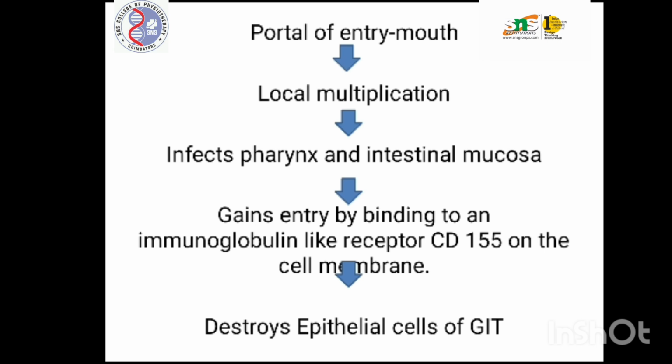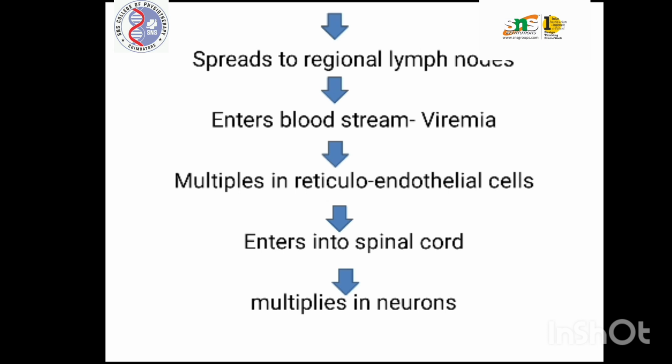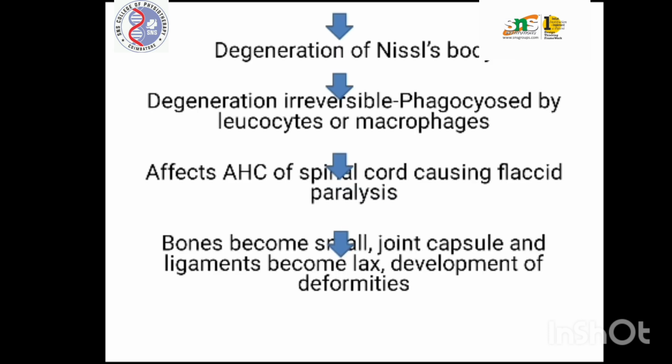gaining entry by binding to immunoglobulin-like receptors, CD155, on the cell membrane, then disturbing the epithelial cells of the gastrointestinal tract, then spreading to the regional lymph nodes and entering the bloodstream. The virus multiplies in reticuloendothelial cells and enters the spinal cord, multiplying in the neurons, causing degeneration of the Nissl bodies and irreversible damage, with phagocytosis by leukocytes and macrophages. It affects the anterior horn cells of the spinal cord, causing flaccid paralysis. Bones become small, the joint capsule and ligaments become lax, and deformities develop.